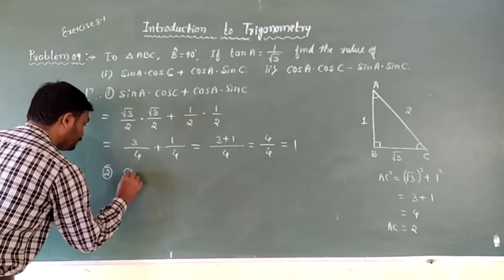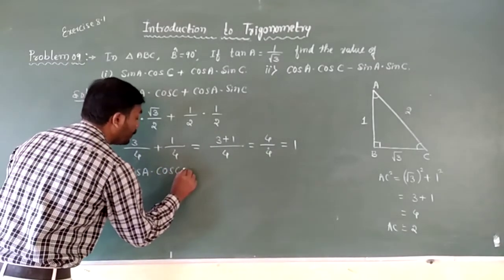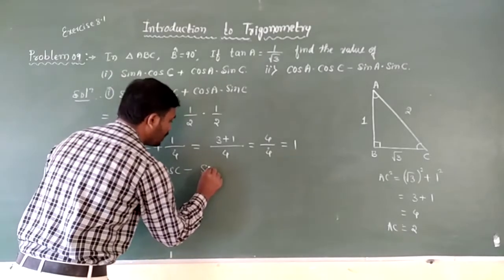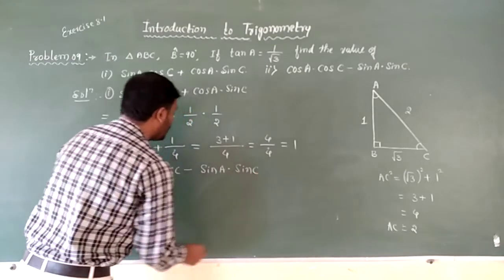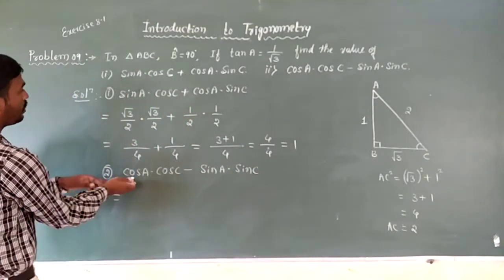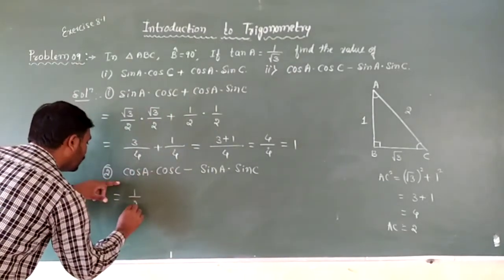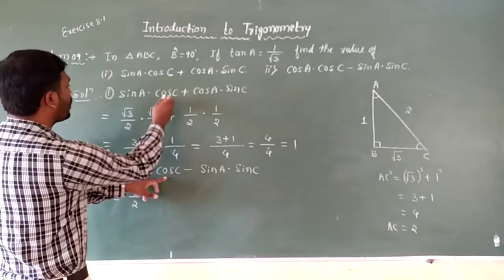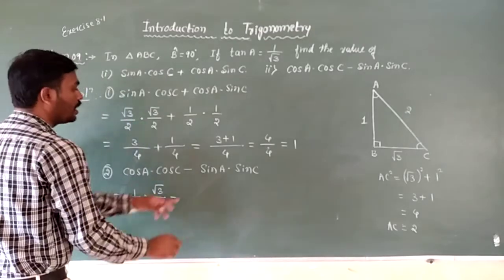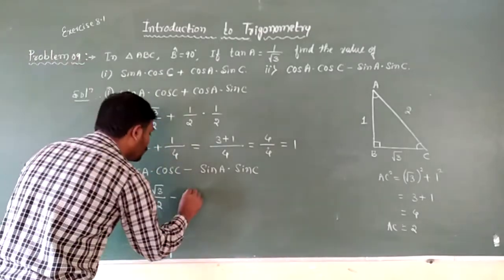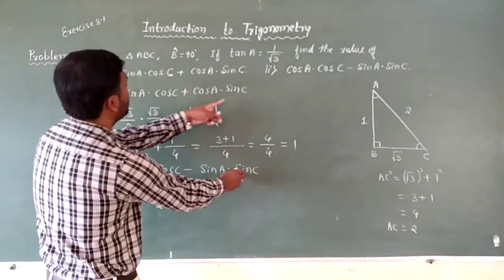Cos A into cos C minus sin A into sin C. As we already have the results of this, cos A is what? Cos A is 1 by 2, into cos C is what? Cos C is root 3 by 2, minus sin A is what? Sin A is root 3 by 2, sin C is what? Sin C is 1 by 2.